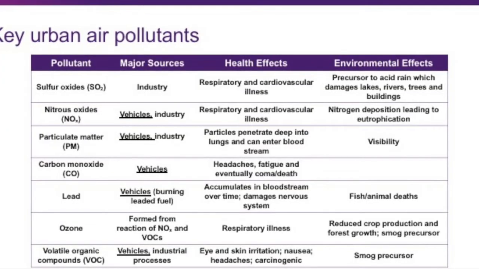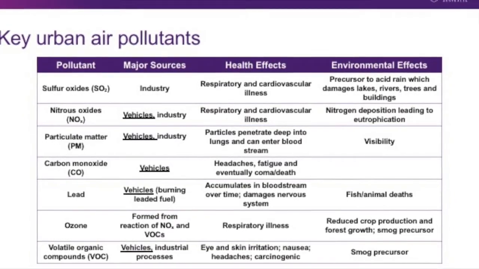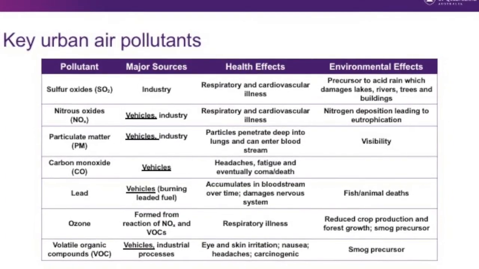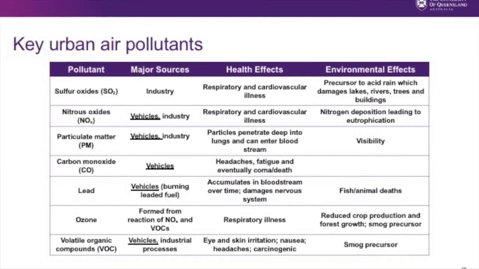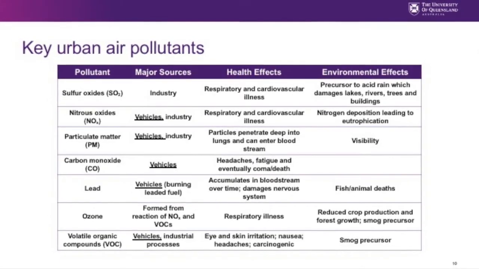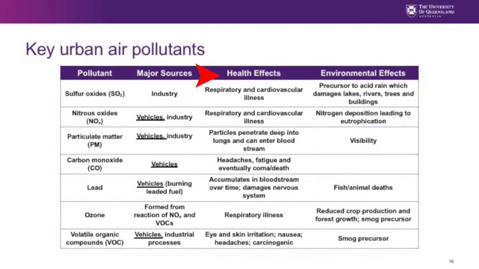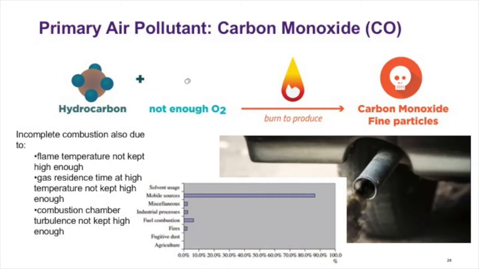We're going to start first discussing the first 6 pollutants, primary pollutants, that are listed on all the Environmental Protection Agency lists all over the world, and this is the one that we discussed before, which is the Australian one. The problem with these pollutants is the health effects to humans, but also the environmental effects. The first pollutant that we're going to discuss is carbon monoxide.